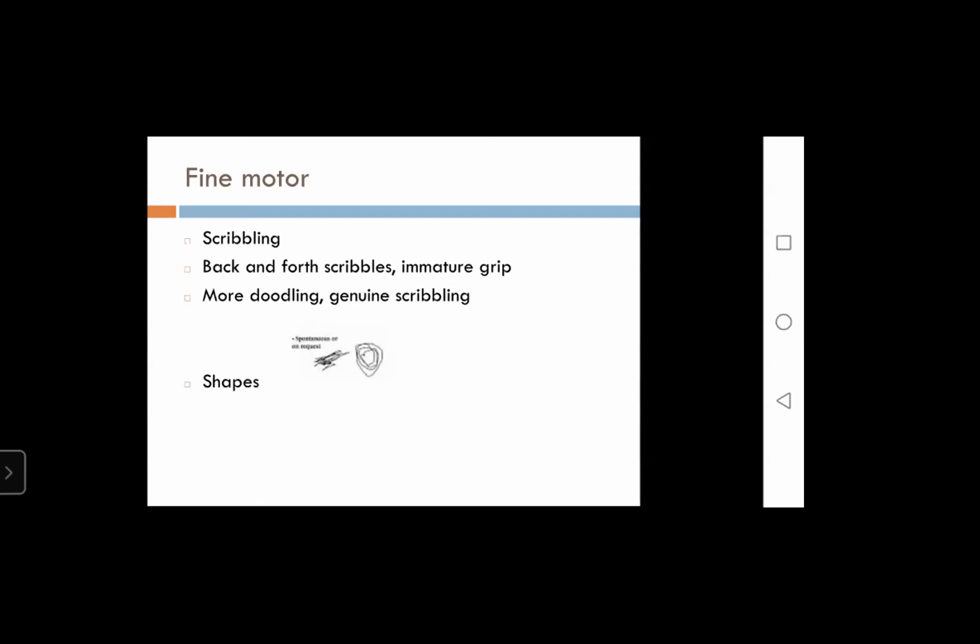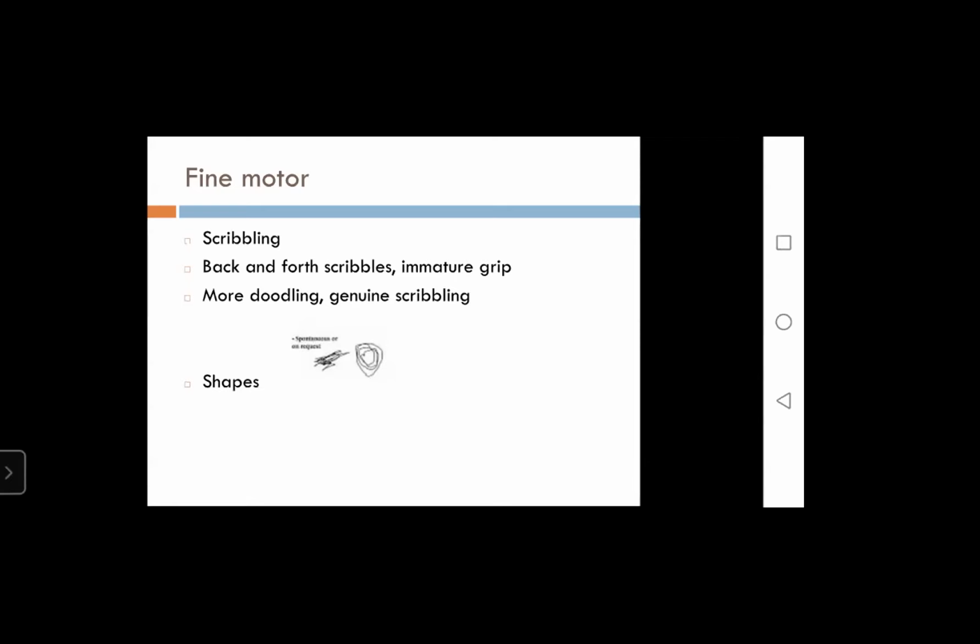So what happens is that first about 18 months they start scribbling. So they hold the pen, and then they'll scribble it back and forth, right? Immature grip. After that, they start to doodle, genuine scribbling. Later I'll get a thing for you. Okay, so the first one is the first little scratches, the back and forth scribbling. That's back and forth scribbling. So the circle, that is considered doodling, basically. Okay.